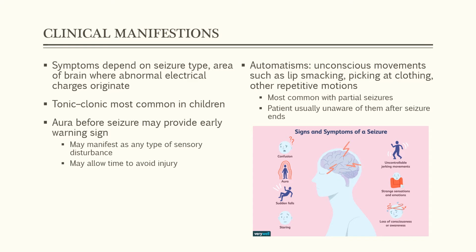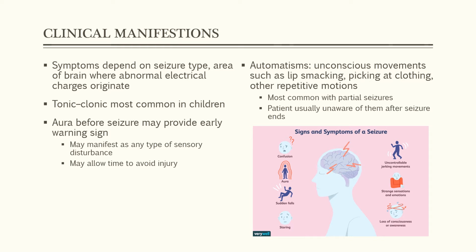Tonic-clonic seizures are the most common seizure type in children, characterized by alternating repetitive tonic-clonic activity. An aura may provide an early warning sign, especially for focal seizures, and may manifest as any type of sensory disturbance such as auditory, visual, or abdominal. When patients recognize the pattern of an aura, they may have time to avoid injury by getting to the floor.